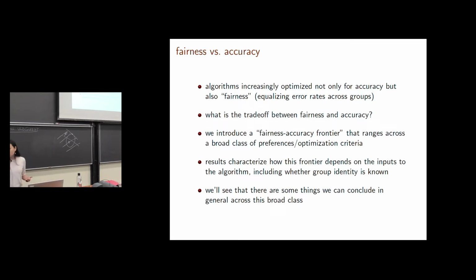Now our results are going to characterize how this frontier depends on the inputs to the algorithm, with a special case being whether or not group identity is in fact given to the algorithm. And what I see as the main takeaway of this paper is that there are actually some things that we can conclude for policy which are going to hold in general across this broad class of very different views of how to trade off fairness and accuracy.